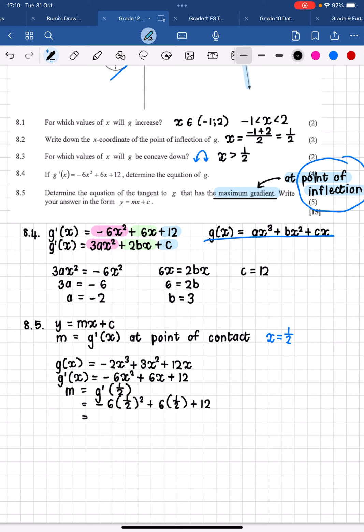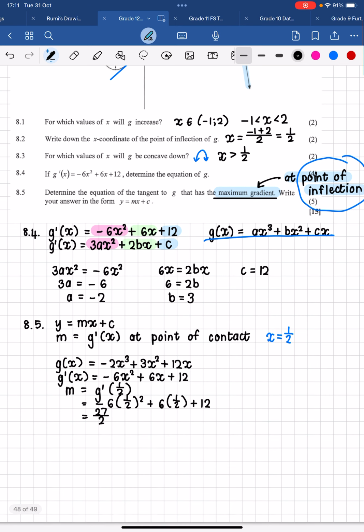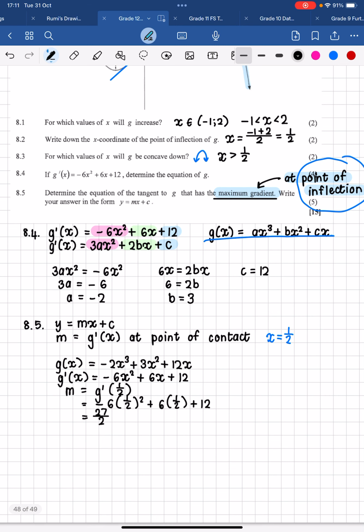That is going to give us a fraction of some sort. I don't trust myself to work this out in my head now. Let me just double check. I think I have an answer, but I just want to make sure. Okay, 27 over 2. Yes, there we go. That is the gradient of the tangent. 13.5, yes. So our gradient is 27 over 2.